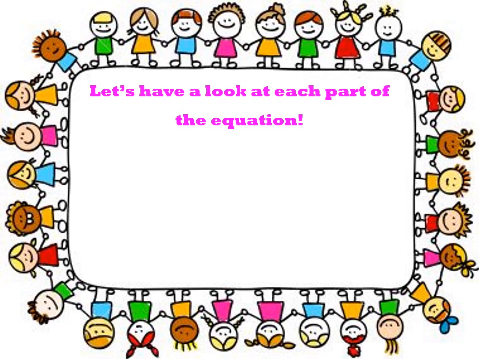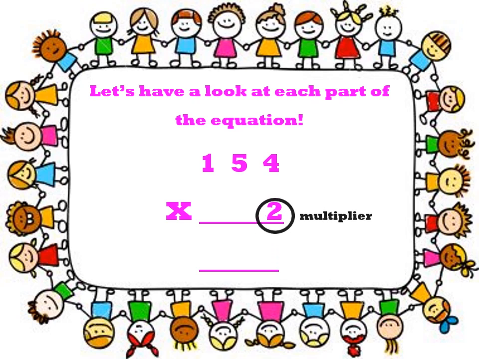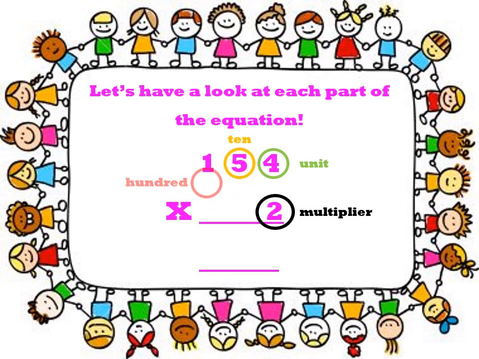Let's have a look at each part of an equation. This is what a multiplication equation looks like. This is our example. The 2 is the multiplier. Obviously, it won't always be a 2. We will use different numbers. Then we have our unit, our 10, and our 100. The 2 lines at the bottom show where we are going to put our answer.